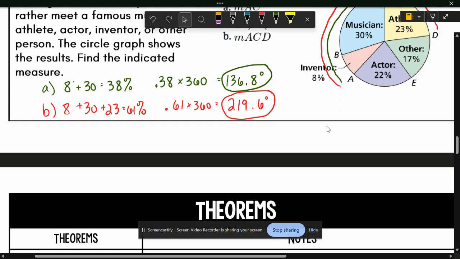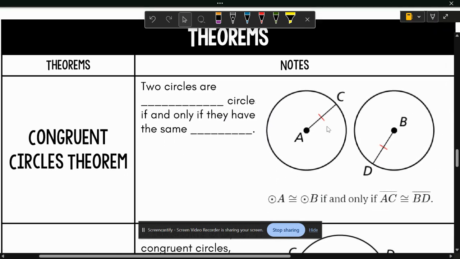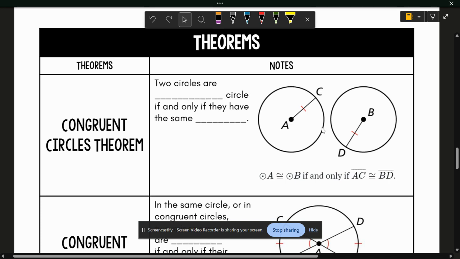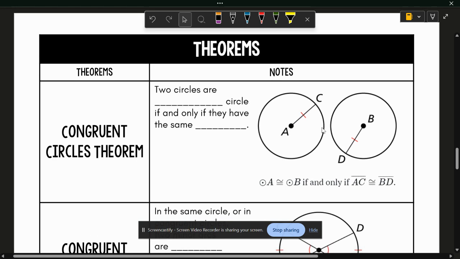All right, so let's go ahead and go into congruent circles theorems. This is one of the last things that we have, really. Congruent circles theorem is just stating that two circles are congruent circles if and only if they have the same radii, which means the radius has to be the same length. So we could have two circles that look identical, but if the radius is not the same length, then those are not congruent circles.